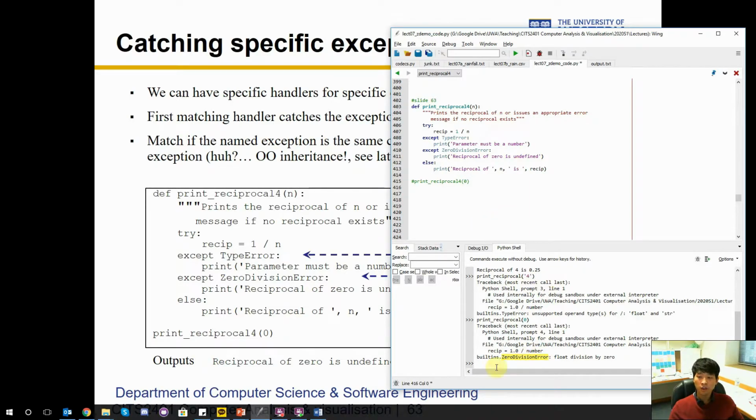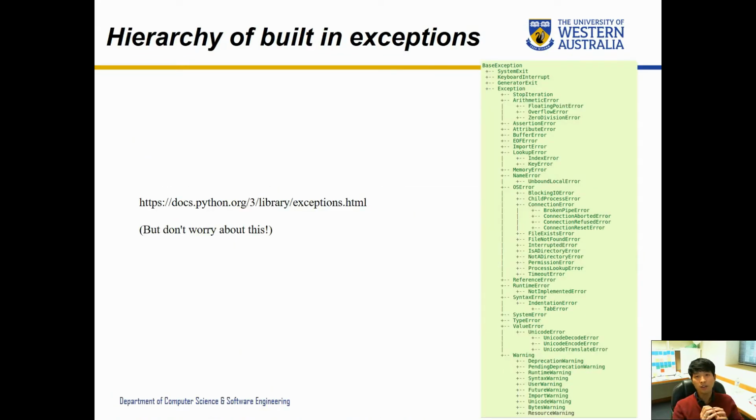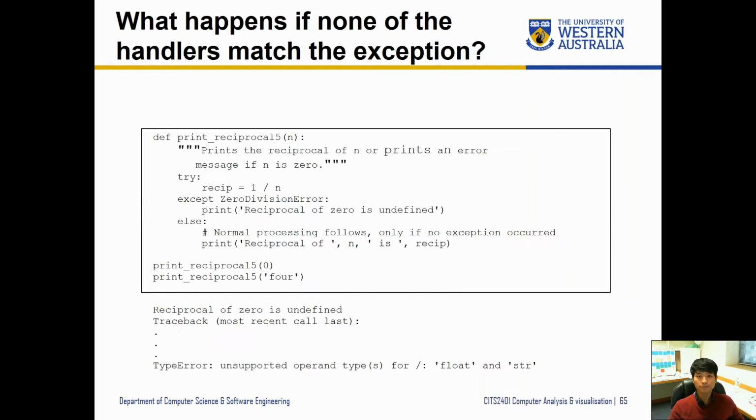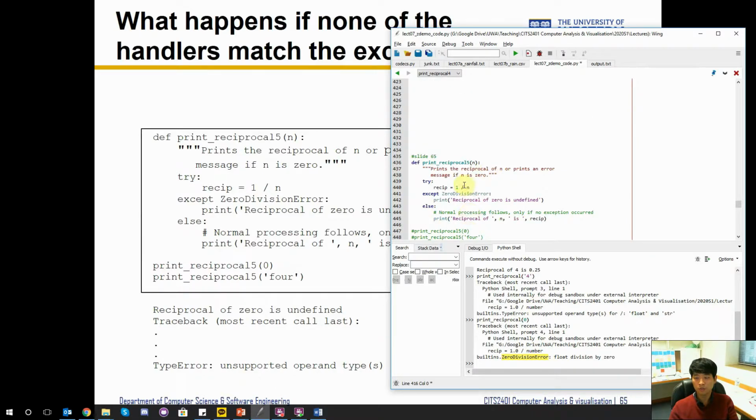If you do get an error, always look for what error you get, and this is the exception that you want to handle inside the except block. There is a hierarchy of built-in exceptions, as you can see here, and you can find it in the documentation in the link provided. However, understanding all the exceptions is out of scope in this unit, so don't worry about it. And what happens if none of the handlers match the exceptions? Basically, if you, for example, remove this type error here, do I have that example? Yes, I do.